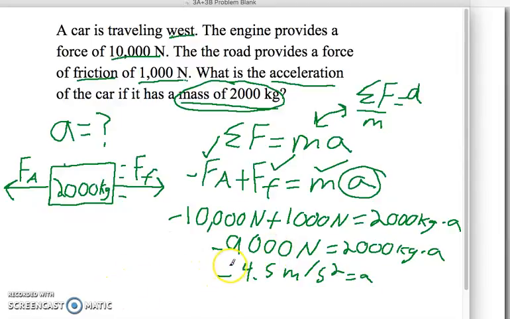And a negative, in this case, means west. I mean, it seems to make sense. If we're moving west, that means we must be accelerating west. So the best answer would be 4.5 meters per second squared west.